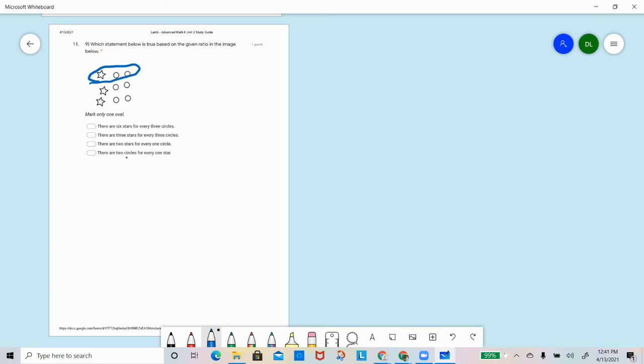Okay, there's one time when it's true, right? There are 2 circles for every star.